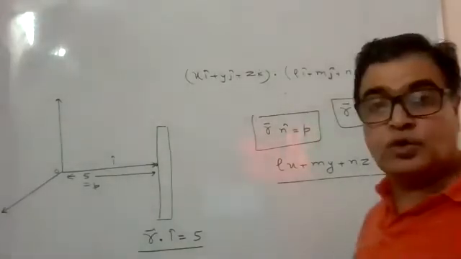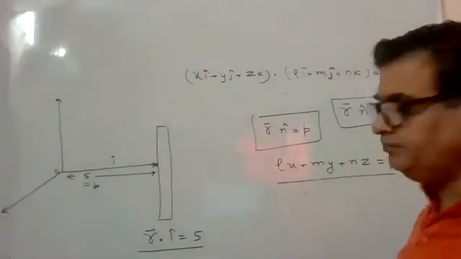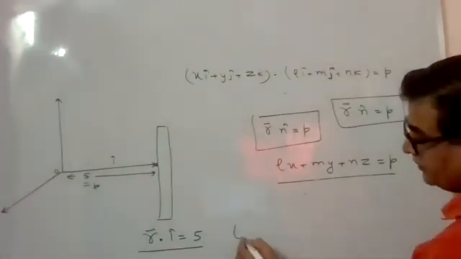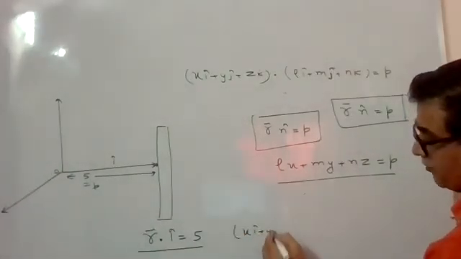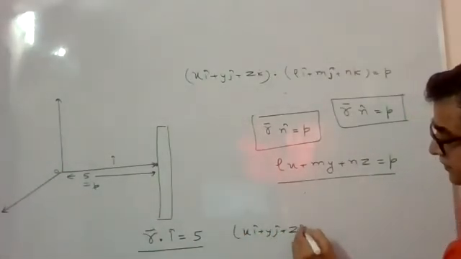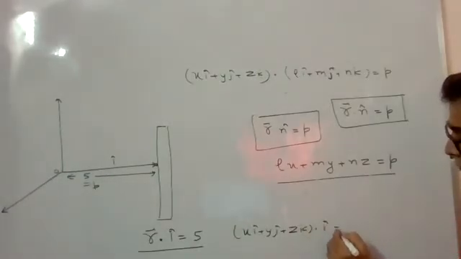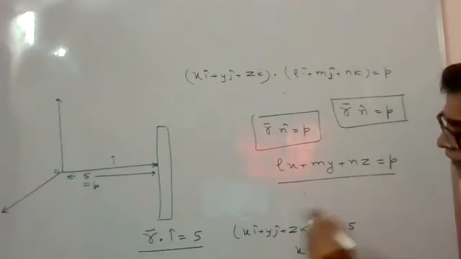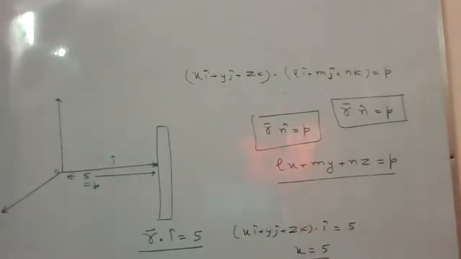And if you want to convert this in Cartesian form, कोई मुश्किल नहीं है. We write this as xi plus yj plus zk dot i cap is 5. And now when you solve it, it will simply come out to be x is equal to 5.